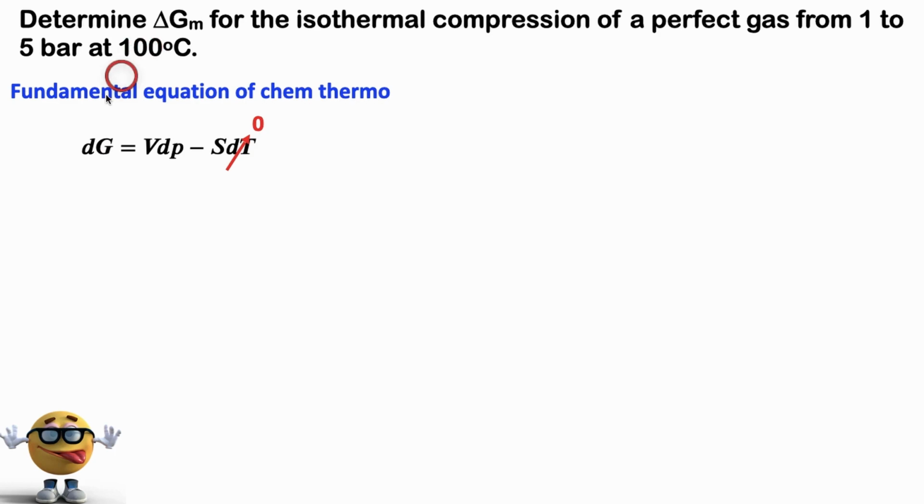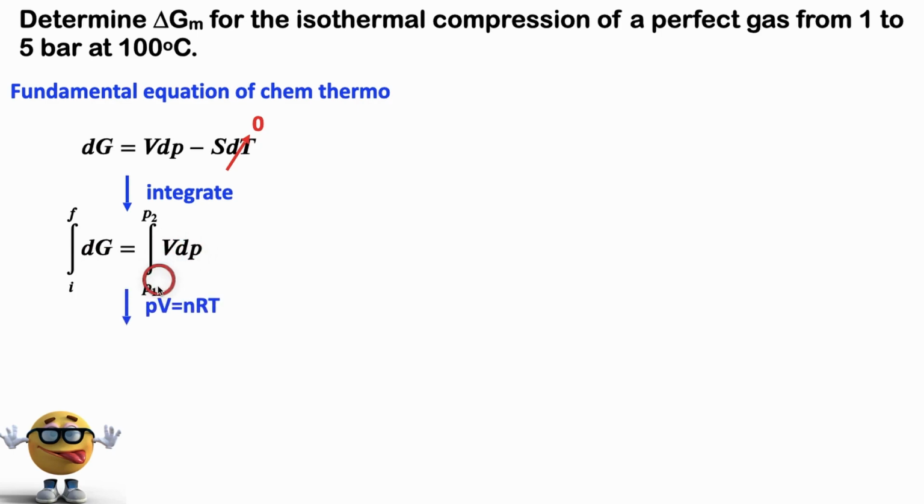And to get delta G, we integrate this equation, so we'll integrate both sides right here. Now, the integral of dG is G from initial to final, so this becomes delta G. Now, we need to integrate with respect to P, but we have a V here that also changes, so we're going to use the perfect gas law, PV equals nRT. We're going to solve for V and substitute it in, which is what we have here, delta G on the left, and then nRT over P, which is what V is.